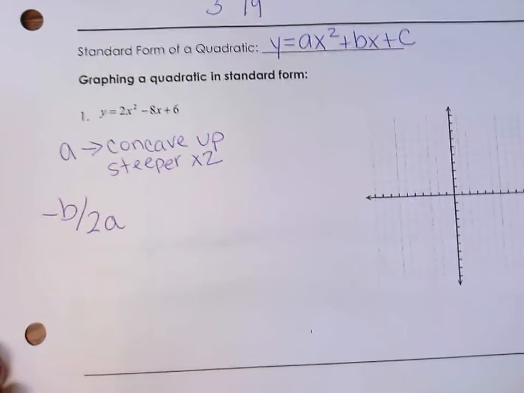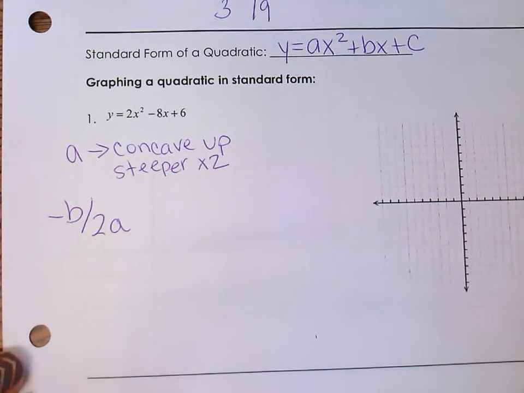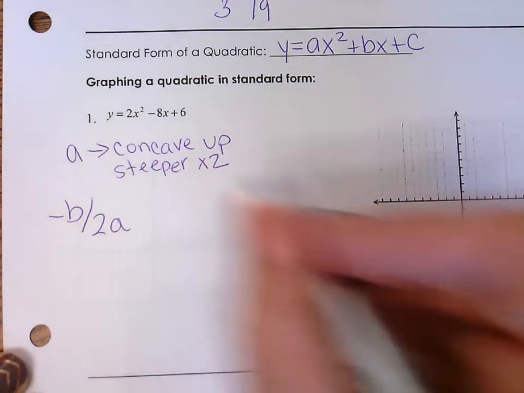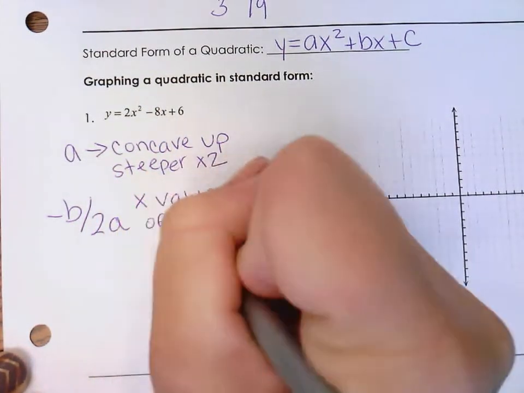Negative b over 2a. That's something that you didn't have to memorize in Algebra 2, but it's really nice to know in pre-calculus. So negative b over 2a helps you find the vertex. That's the x value of your vertex.